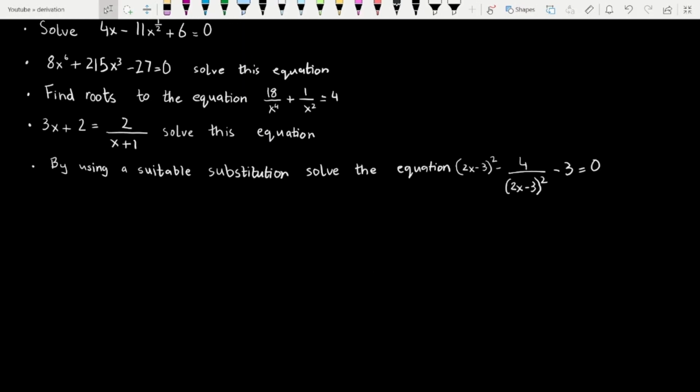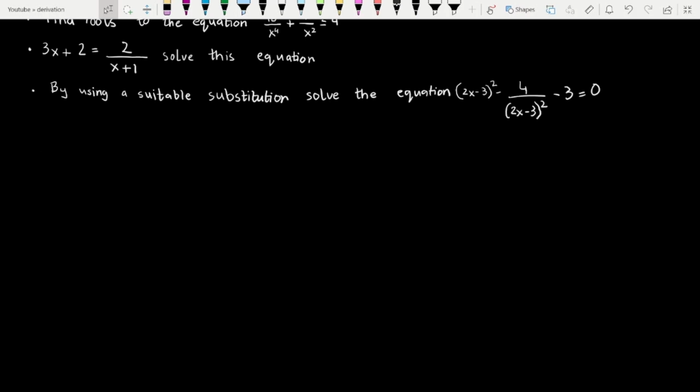Now the last problem says, by using a suitable substitution, solve the equation (2x minus 3) squared minus 4 over (2x minus 3) squared minus 3 is equal to 0. So again, the first thing we want to do, before we even start solving the equation or finding the roots, is get rid of the fractions. So that's what we're going to do.